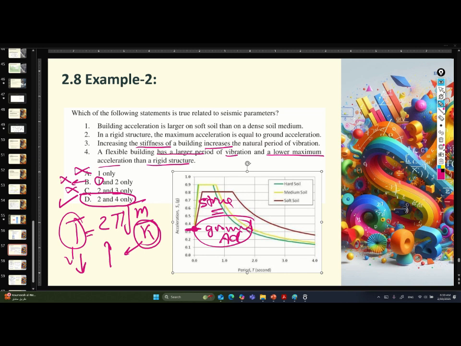structure. Okay, so if I have a flexible building, my time period will be something like here. So it has a larger period of vibration, yes, and a lower maximum acceleration than a rigid structure, because my rigid structure will be located something like here, so it will have like the SDS. So it will be 2 and 4.